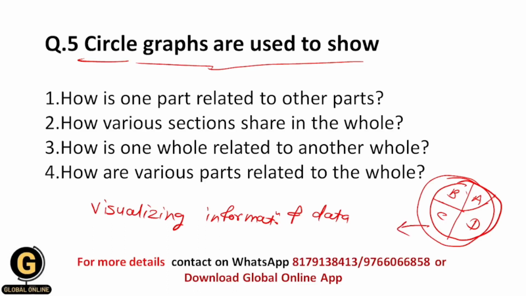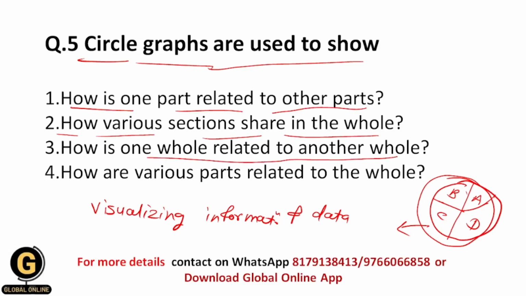So let us see the options. First is how is one part related to other parts. Second is how various sections share in the whole. Third is how is one whole related to another whole. Fourth is how are various parts related to the whole. In the first case, how is one part related to other parts, whenever we have to show this, we won't use circle graphs. So this is incorrect.